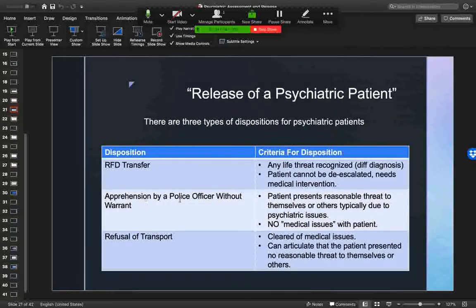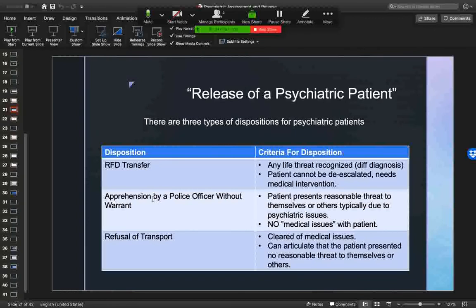Apprehension by a police officer without a warrant: the patient presents a reasonable threat to themselves or others, typically due to psychiatric issues. There are no medical issues with the patient.